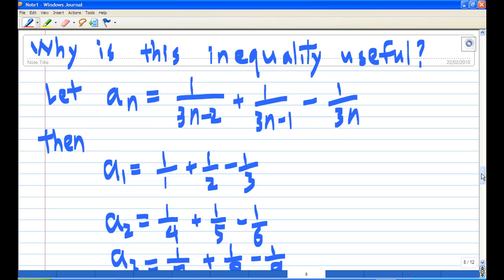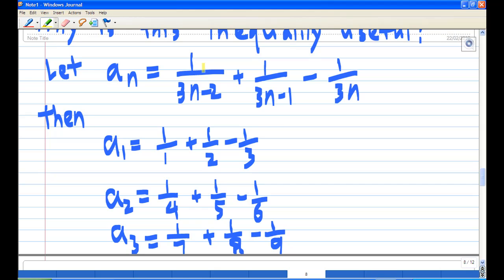Alright? And why is this useful? If we let a_n equal 1 over (3n minus 2) plus 1 over (3n minus 1) minus 1 over 3n, what will happen to a_n? You notice that for n equal to 1, a_1 is 1 plus 1/2 minus 1/3. For n equal to 2, a_2 is 1/4 plus 1/5 minus 1/6. For n equal to 3, a_3 is 1/7 plus 1/8 minus 1/9.